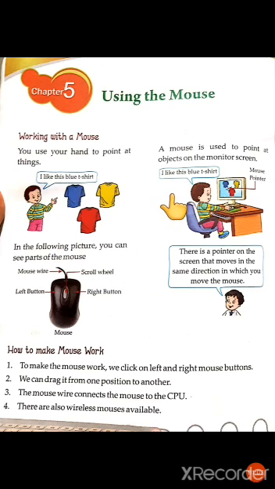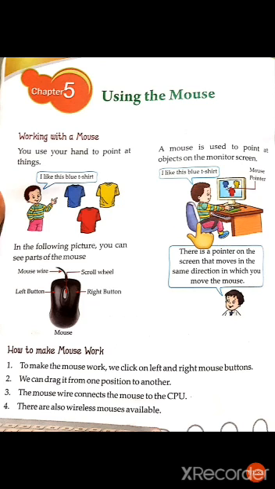Okay, now a mouse is used to point at objects on the monitor screen. So in a computer, how can we point out things? With the help of a mouse we can point out things on the monitor screen. Now you can see here this boy is sitting and using the computer. I like this blue t-shirt.